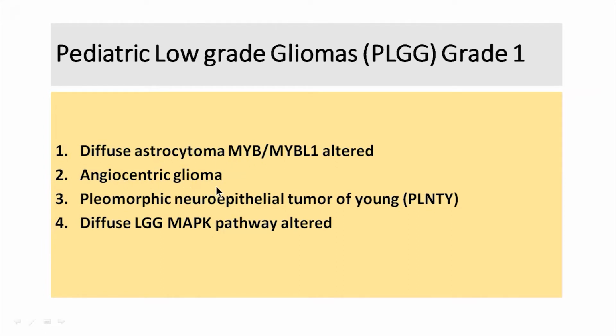Here, in angiocentric glioma, the fusion partner of MYB is QKI, while here there are different fusion partners. So there may be some morphological overlap between these two. And the rest, these two entities are also very similar because they both show FGFR and BRAF V600E mutation. So pleomorphic neuroepithelial tumor of the young and diffuse low-grade glioma MAP kinase pathway altered are similar to each other, while these two are similar to each other. So it becomes easy to remember these four entities.